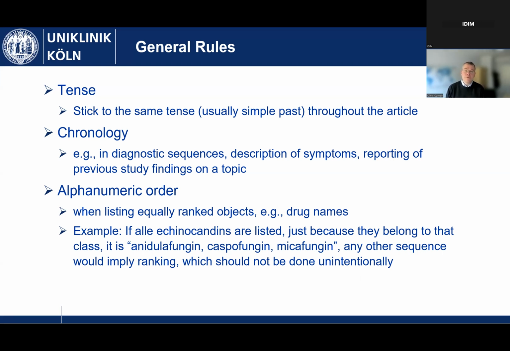So an example: if you would list all the echinocandins, which is, as you may know, three at the moment that are licensed. If you list them all because you address the echinocandins, and then you go for parentheses open and then the three candins, if they are just being addressed as a class, they must come in this sequence, A, C, M, alphanumeric. Any other would imply a ranking, and that should only be done if there's an intention to do so.